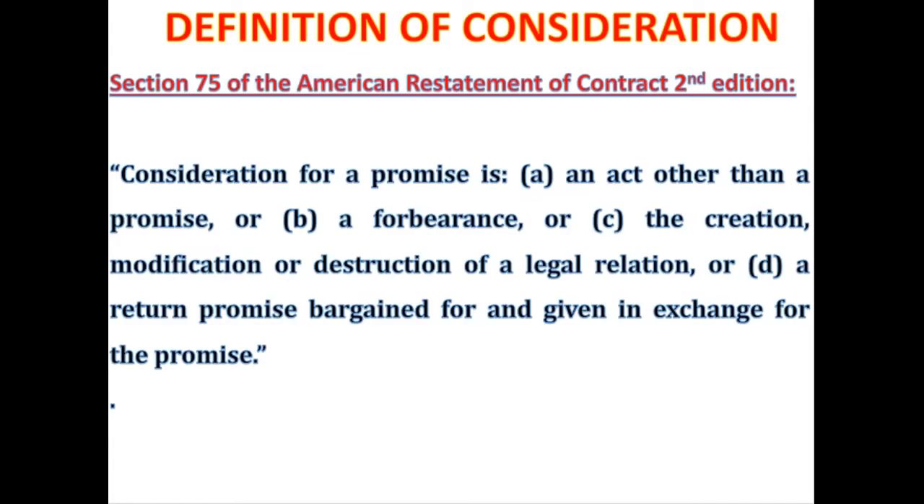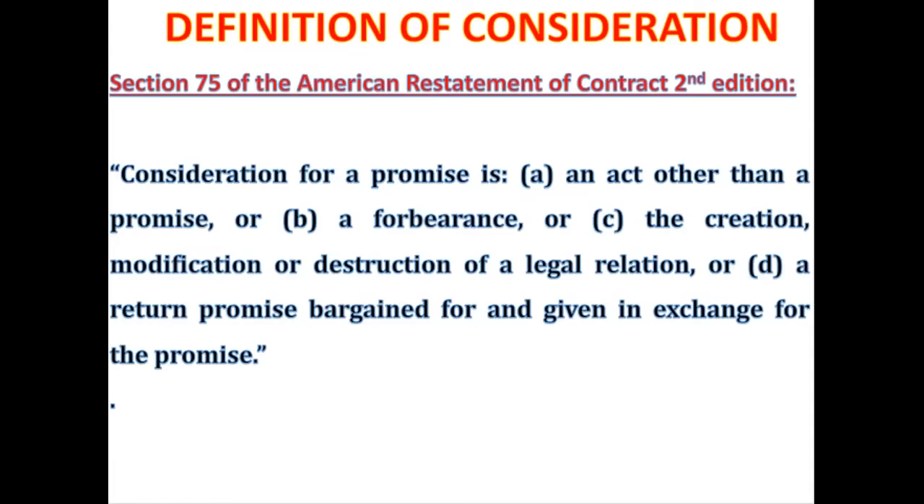So you've seen 3 meanings so far, according to Section 75 of the American Restatement of Contracts, second edition: that consideration can be an act other than a promise, that it can also be a forbearance, it can also be the creation, modification, or destruction of a legal relation, or it can also be a return promise, bargained for and given in exchange for the promise. I've explained that one already.